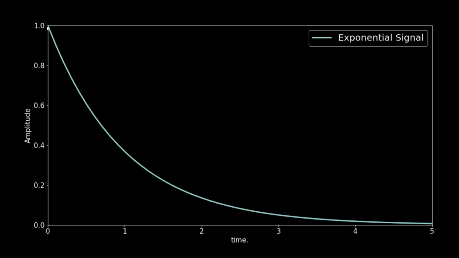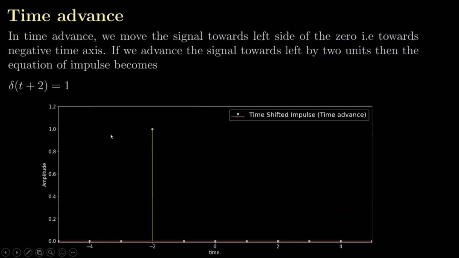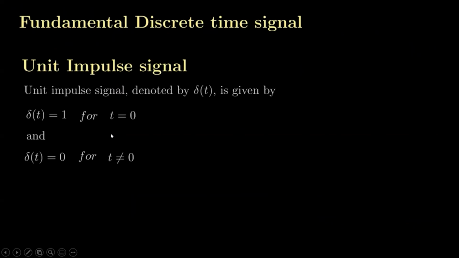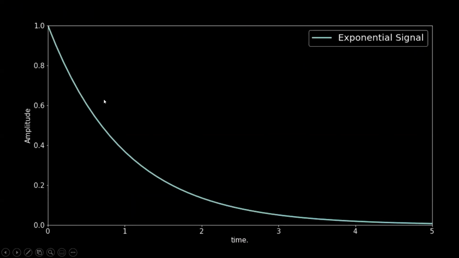When we observe the shape of the exponential signal, we can see that at time equal to 0, the amplitude is 1, which is its maximum value. As time increases, the amplitude decreases exponentially and approaches 0. For example, when time is 1, the amplitude is e to the power of -1. When time is 2, it is e to the power of -2, and so on. The value keeps decreasing but never becomes exactly 0.